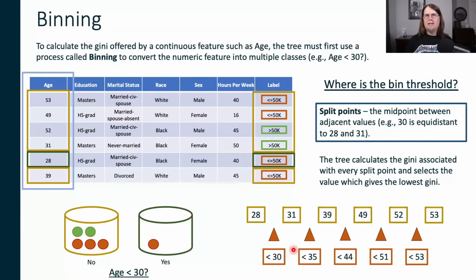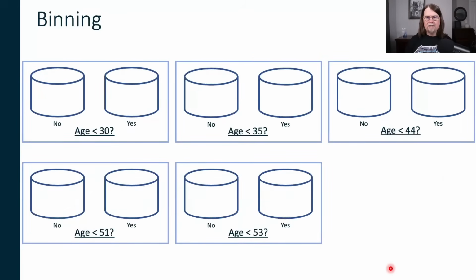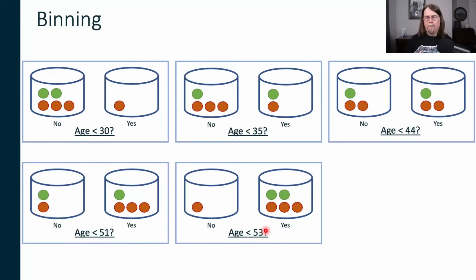But let's imagine that these are our split points. So what's actually going on behind the scenes can be represented graphically like this. Notice that each one of these represents one of the split points that we saw, one of those orange triangles that we saw on the previous slide: 30, 35, 40, 51, 53. And then what the algorithm does is essentially the marble thing conceptually. More specifically, it does the Gini impurity calculation. And these are the results that we get.